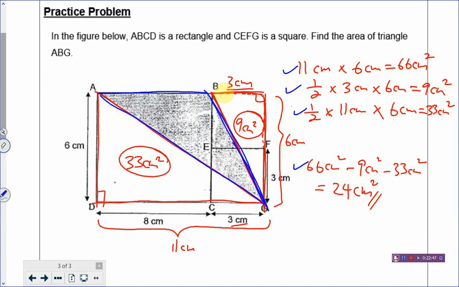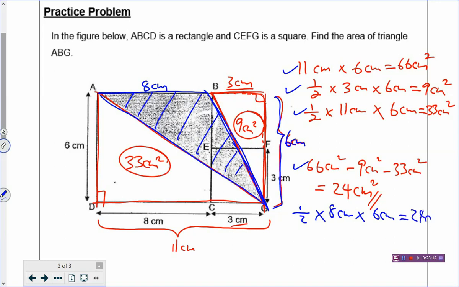So the base of this blue color triangle, or the shaded part that you're asked to find, is 8 cm. And the height is 6, like what I said earlier. So the height is 6 cm. So what's the area of this? What is the area of this shaded part? So half times base, which is 8, and times height, which is 6 cm. And you still get 24 cm square. One step. Alright?